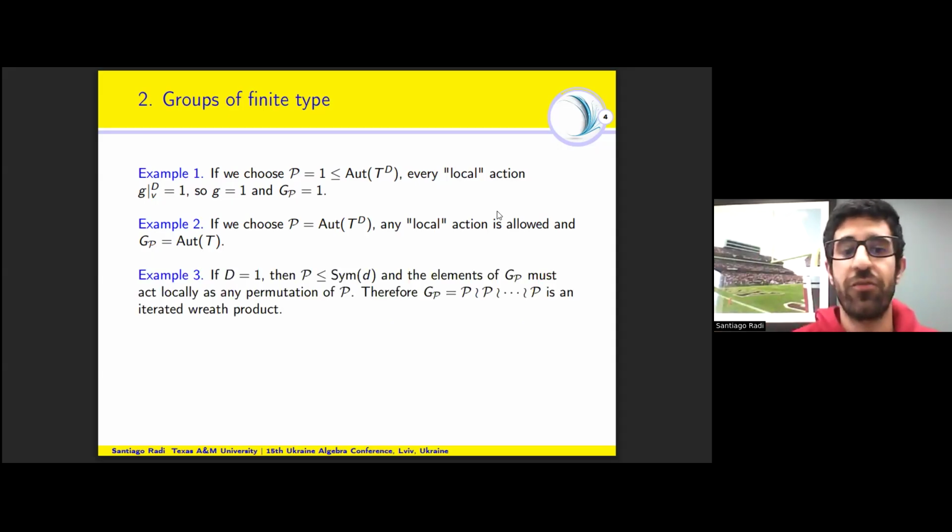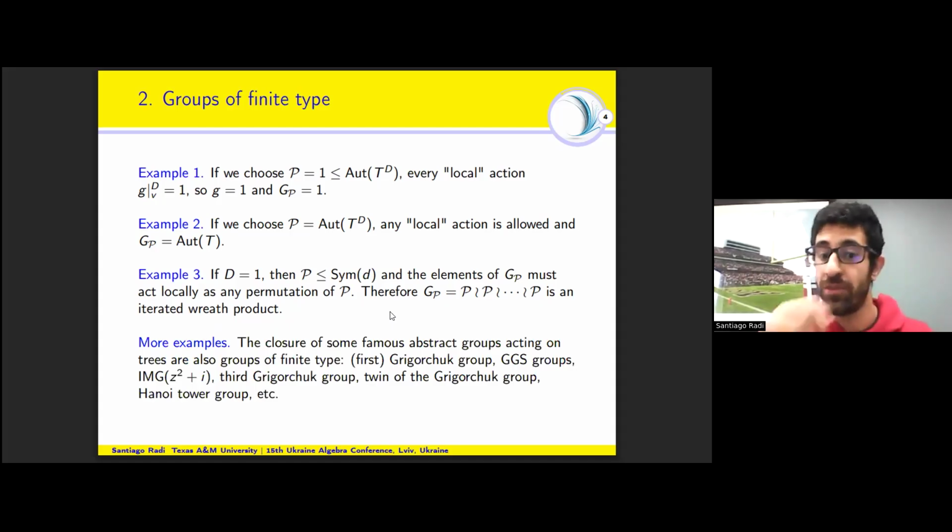Something in the middle, if we choose the depth to be 1, so we are imposing an action in the children of any vertex. So the subgroup P is going to be something in the symmetric group of D elements, because we have D children at any vertex. And at the end, what we're going to obtain is the iterated wreath product of this subgroup P we choose.